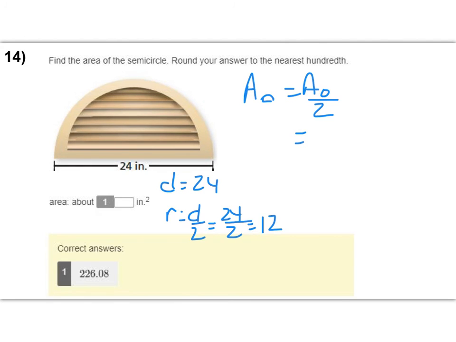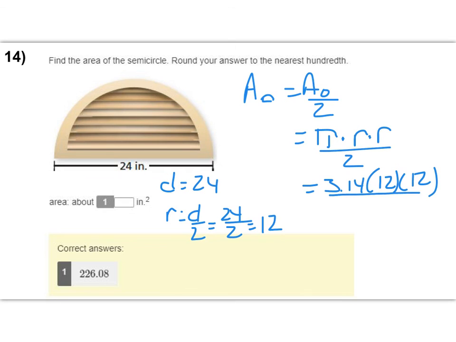And again, the area of a circle is pi times r squared, divided by 2 to make it a semicircle. So I'm going to have 3.14 times 12 times 12, and I'm going to divide it by 2, and I end up with 226.08, and that is going to be inches squared. And it says round to the nearest hundredth, and the nearest hundredth would be to the second decimal point.